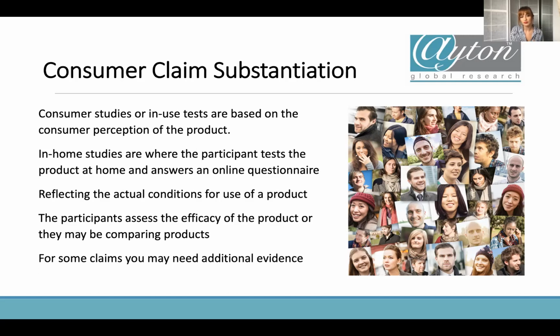So they can also assess multiple products. We talked about combination or comparison claims. This can all be done during this as well. And as I said, you might need additional evidence, because if you do want to get those measurements, those 5 times longer, that's not going to be possible for a consumer claim.